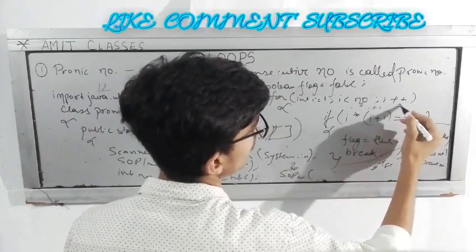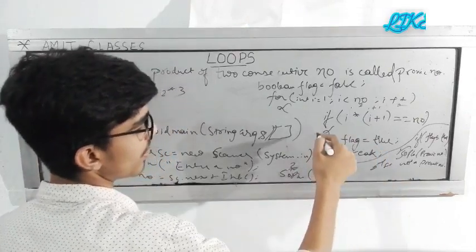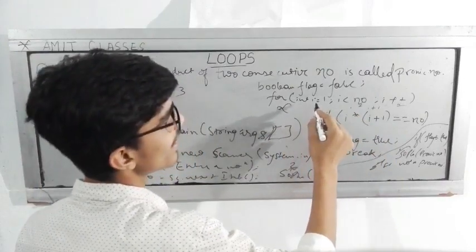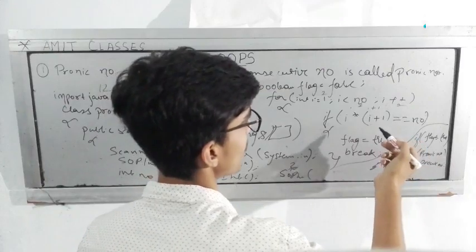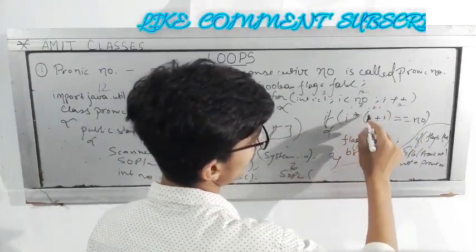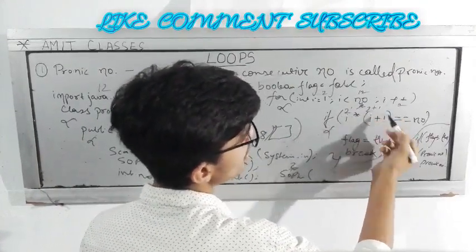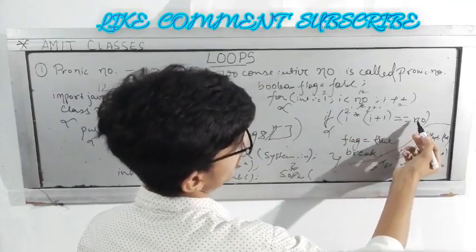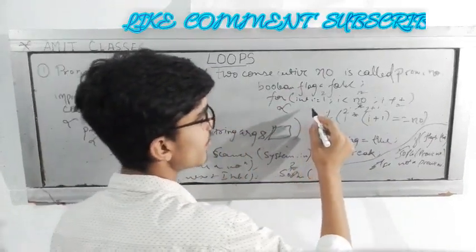1 into 2 is equal to 2. Is it equal to number? No, flag stays false. Then the for loop will be executed again. Here i is 2. i is less than number? Yes, the number is 12. And if i into 2 plus 1, means 2 into 3, is 6. Is it equal to number? No, then it will also be false. Then the for loop will be executed again.